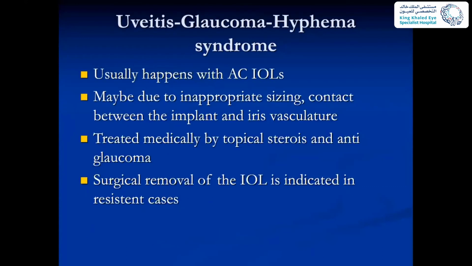Uveitis-glaucoma-hyphema syndrome usually happens with an anterior chamber intraocular lens and may be due to inappropriate sizing of the ACIOL.